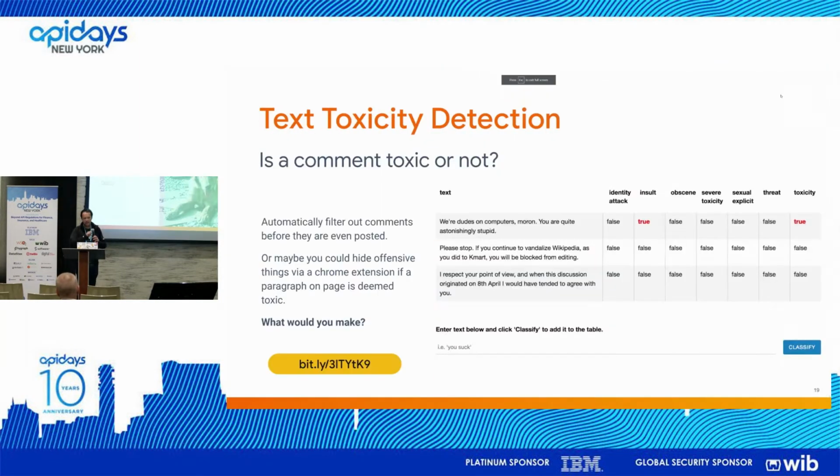So, next up, we've got text toxicity detection. This is the model that InSpace we're using that you just saw at the beginning of this presentation. So you can see here, for a given sentence that you pass to it, you can see if it's an identity attack, an insult, obscene, and so on and so forth.